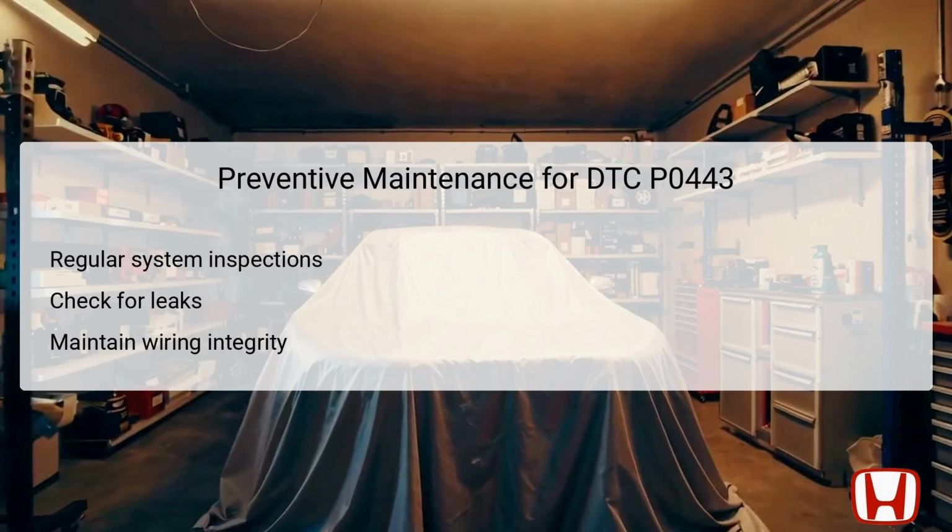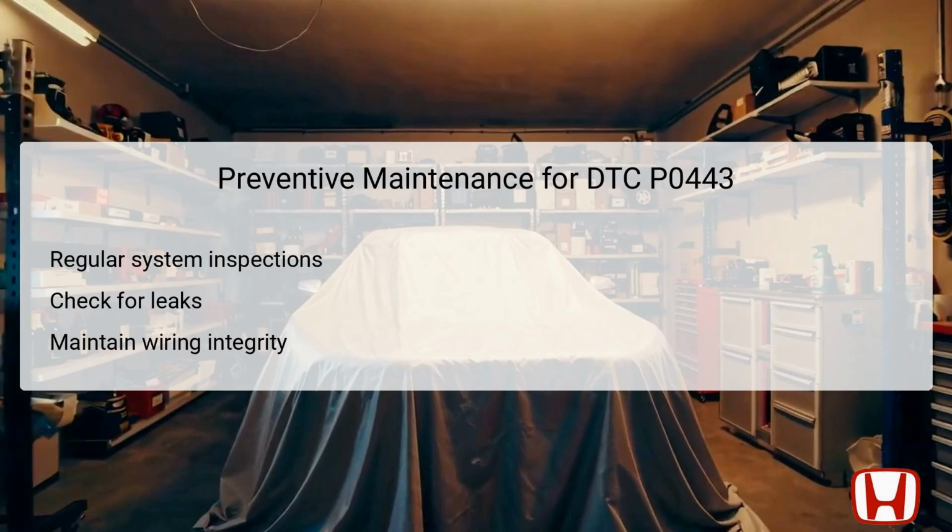Preventive maintenance is crucial in avoiding future occurrences of DTC P0443 and related emissions issues. Regularly inspecting the entire EVAP system can help identify wearing components before they lead to failures. Checking for vacuum leaks or damaged hoses is essential in maintaining the integrity of the emissions control system.